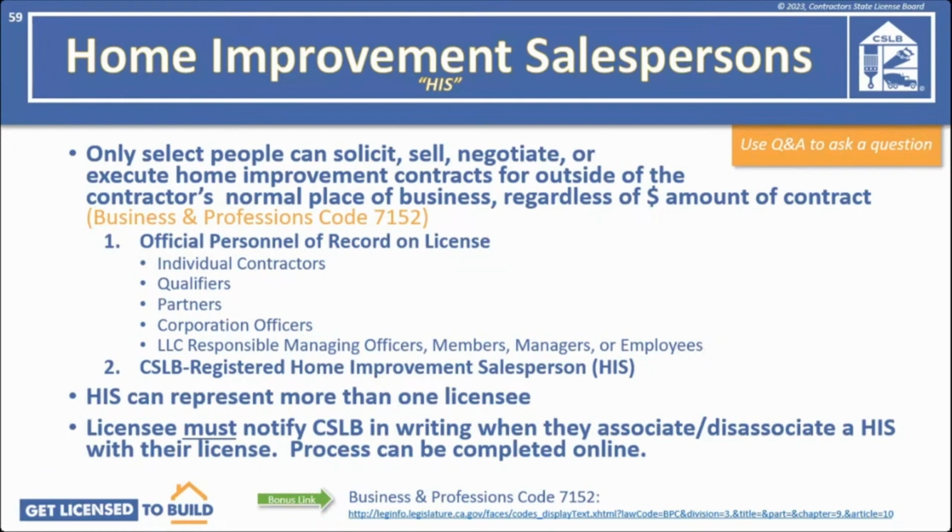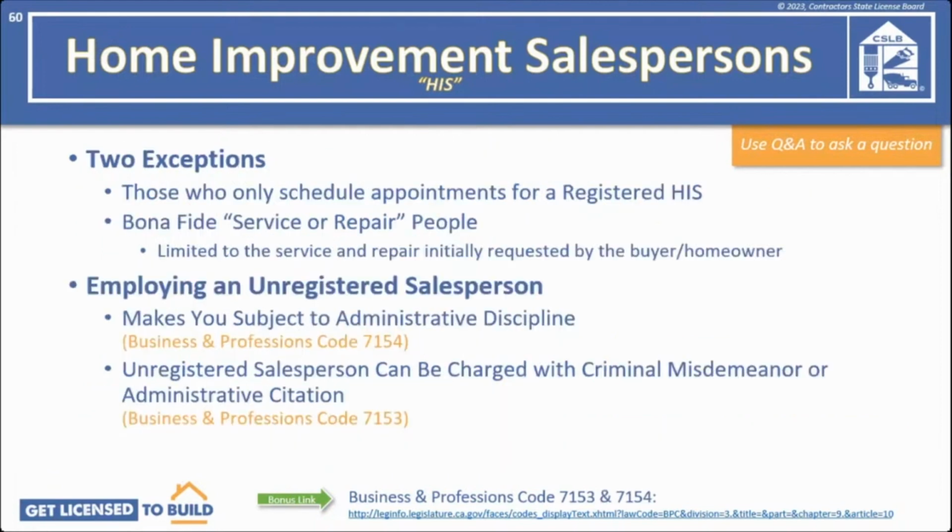The licensee must notify CSLB when they either associate or disassociate an HIS with their license. This process can now be completed online as well. There are a couple of exceptions to note. First, exempt are those who only schedule appointments for the contractor or register HIS, and bona fide service and repair people. These are the folks you call out for repairs, including for things like air conditioning, heating, and plumbing.